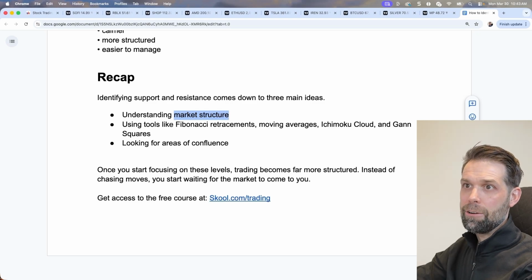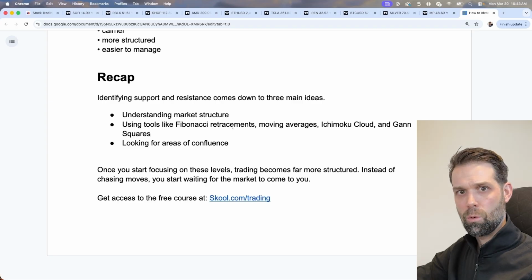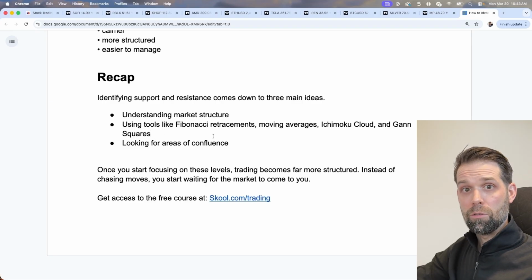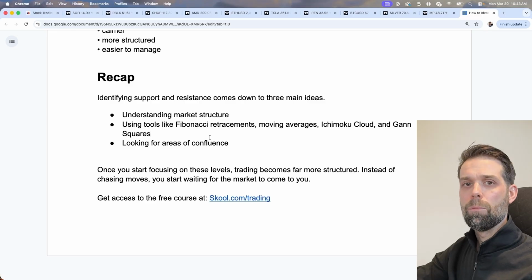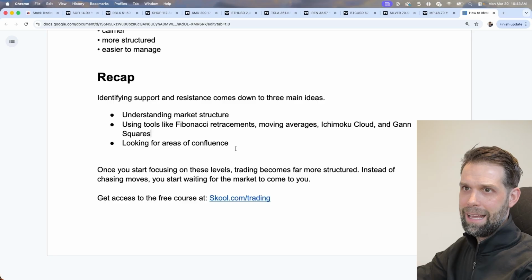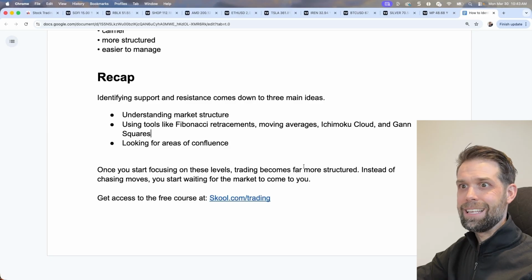And then you can start layering these tools that we spoke about: moving averages, the fib retracement levels, the Gann square, the Ichimoku cloud. And we want to look for areas of confluence where several of these line up. The probability of that support or that resistance level holding is higher. So once you start focusing on these levels, I think trading is going to be more structured and less stressful as well.